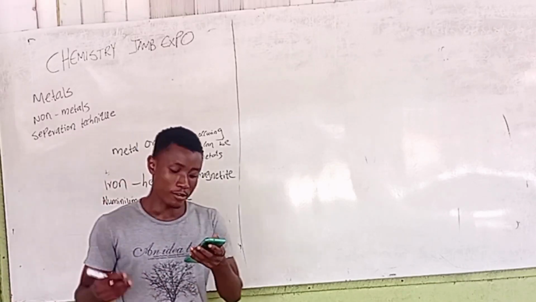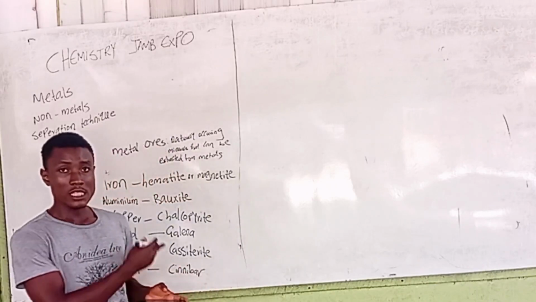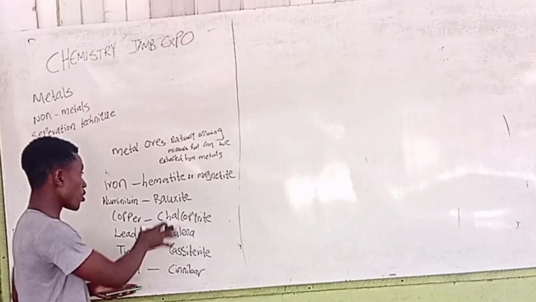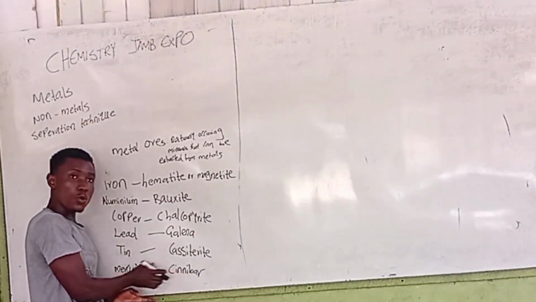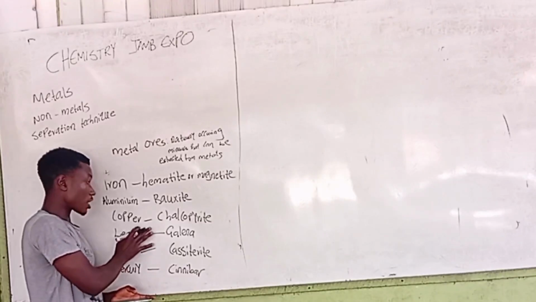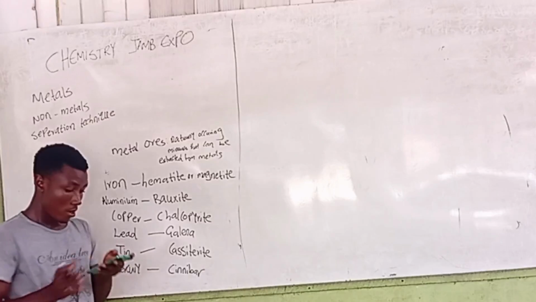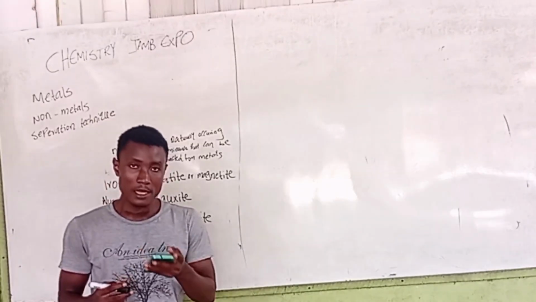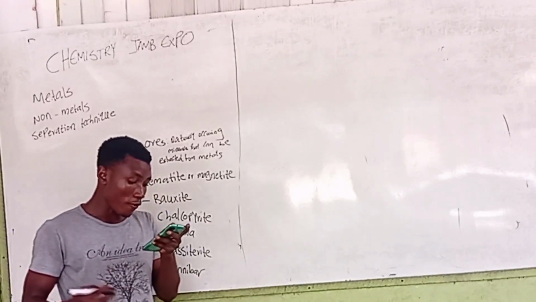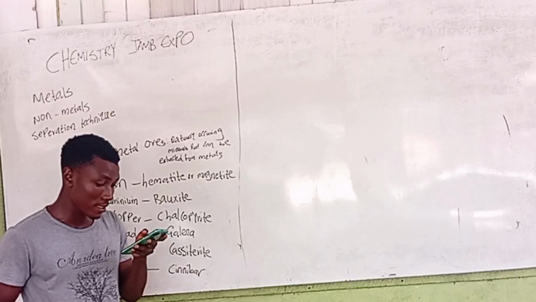So why are ores important? Number one is that they are raw materials for industry. These are all raw materials for industry. It is from these ores that we are able to extract the products, which can be iron, aluminium, copper, and the rest. They are raw materials for industry: iron for steel, aluminium for planes, copper for wires.